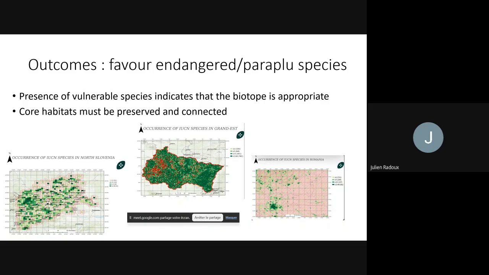Those core habitats where you have a very strong green color are the areas that need to be connected to the others in order to allow nature to recolonize in a proper way, in a natural way. So the connectivity of those hotspots is very important.